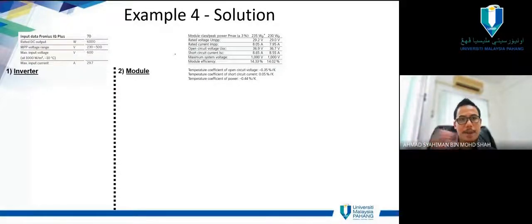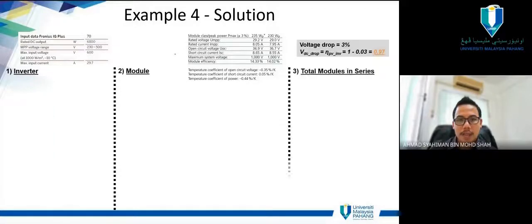Okay, ini part inverter. So part modul tu saya separatekan. Modul dekat situ lah, nanti susah nak differ. Patah balik. Then the third one tu total modules in series. Dekat sini saya terus assume lah. Kita ambil maximum case which is the allowable voltage drop 3%. So tak payah kira lah.